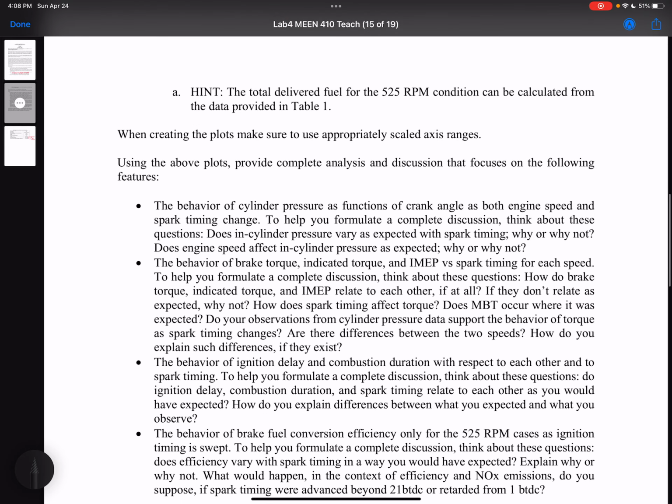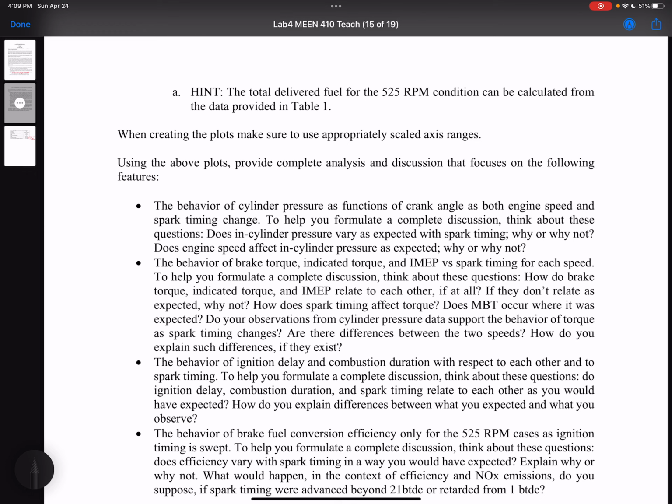Make sure that you use appropriate axes when you're plotting your data. You want to have the axes scaled accordingly so that you are showing the trends in the data, right? So, for example, if you're plotting torque, you want to find what the minimum torque is, the maximum torque, and set that as your min and max for the y-axis so that you can see the trends very clearly in that data plot.